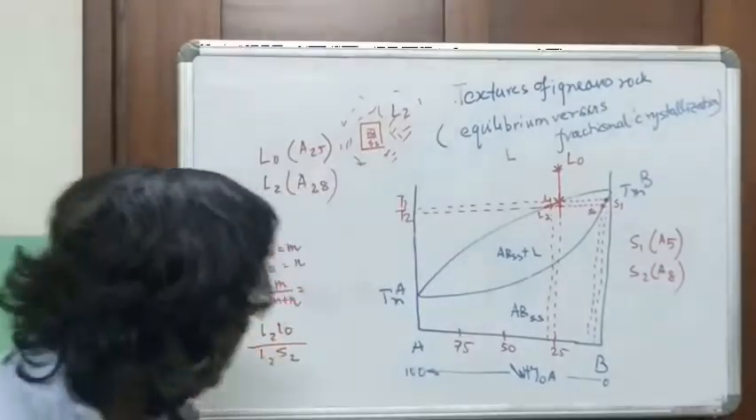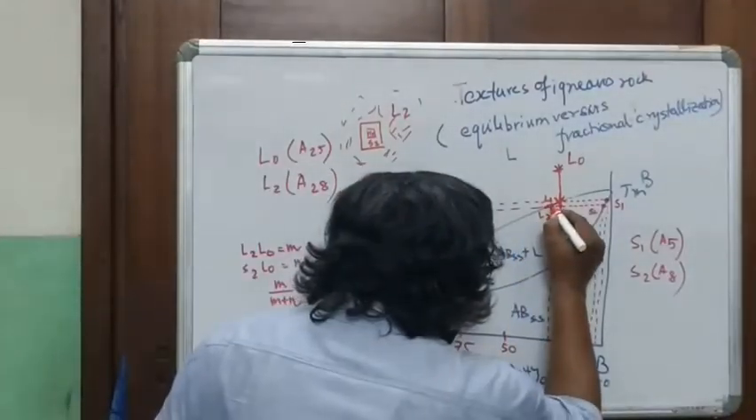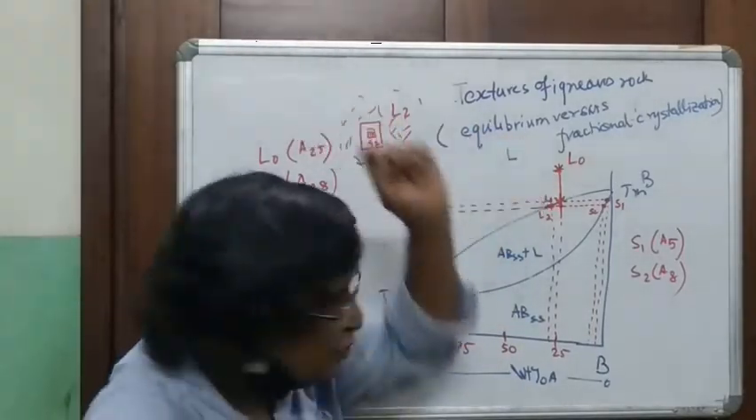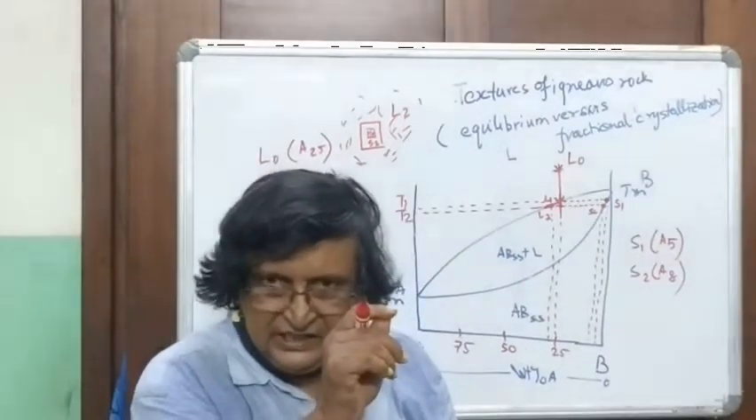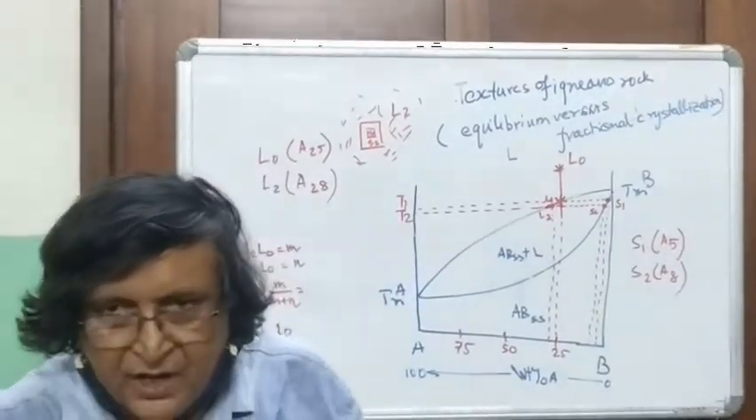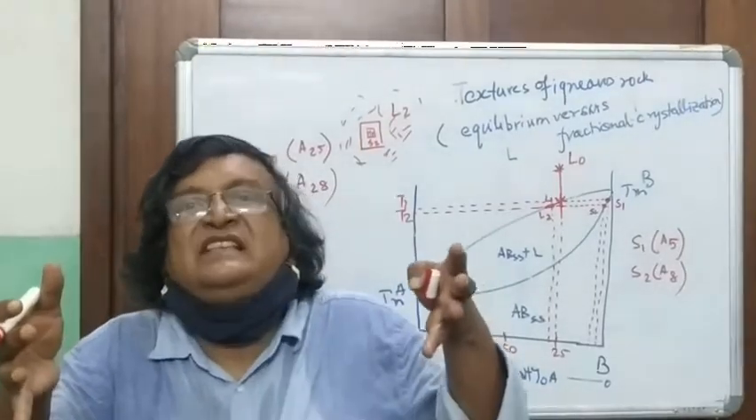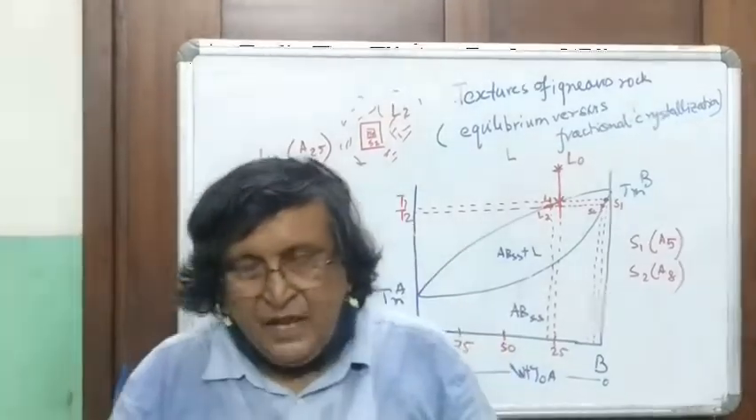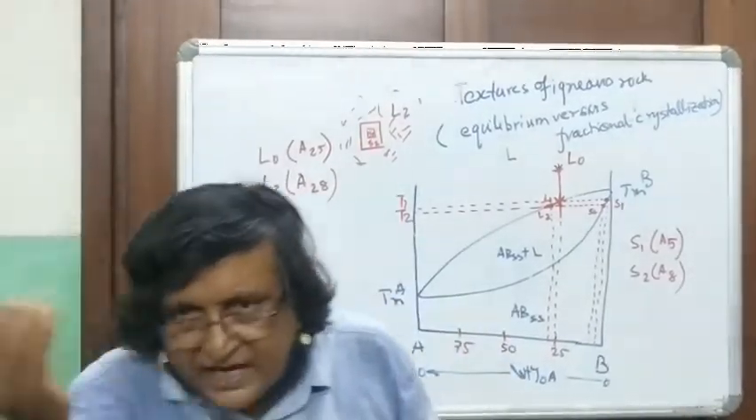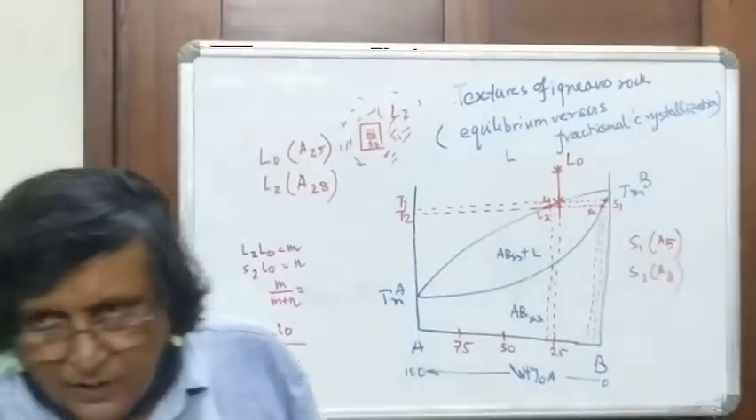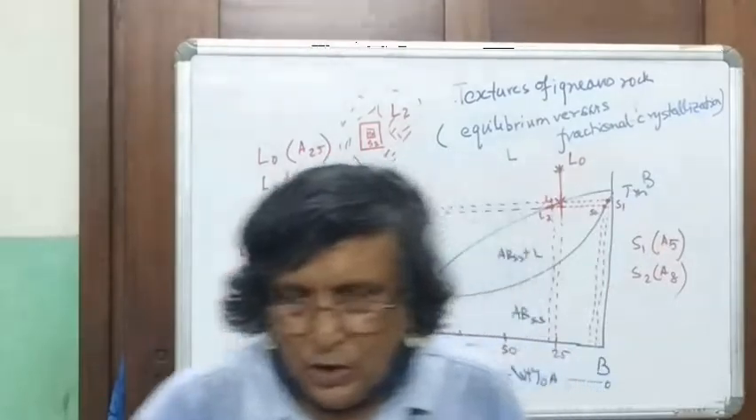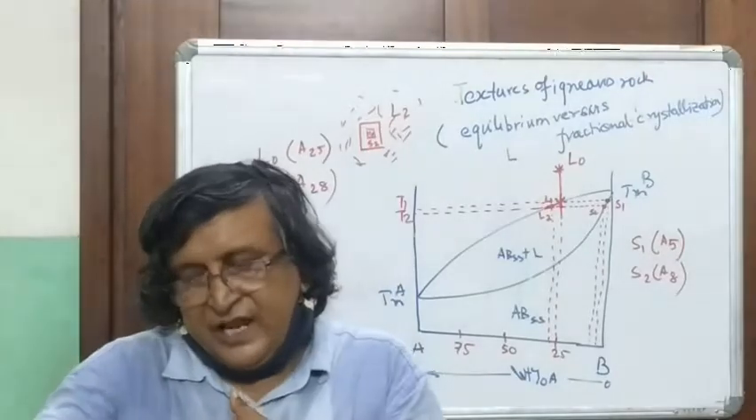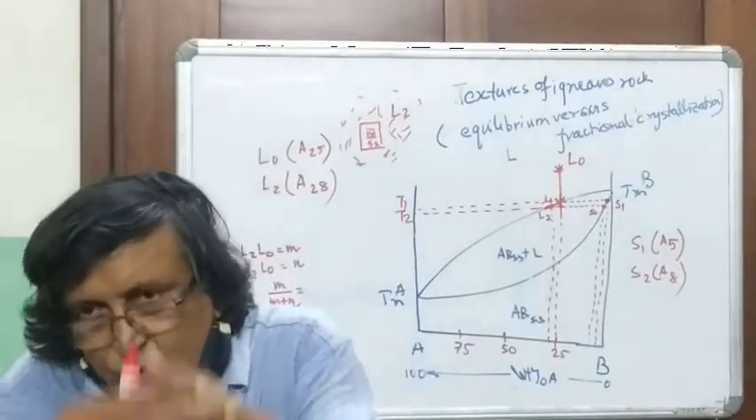So what will happen? Now, L2, which formed from L0 to L1 to L2, this L2 now behaves as a system by itself. Have you understood? A system by itself. The melt cannot anymore interact with S2. So this liquid L2 now becomes an individual entity separated from crystal S2.